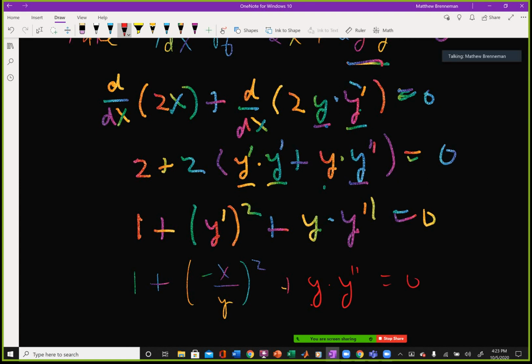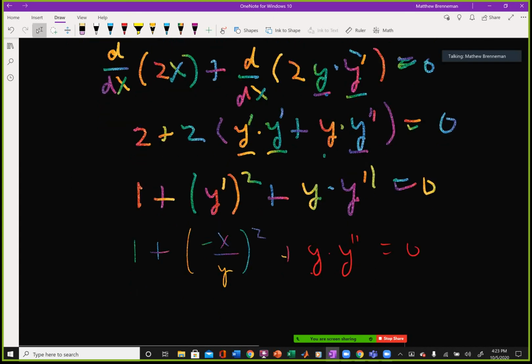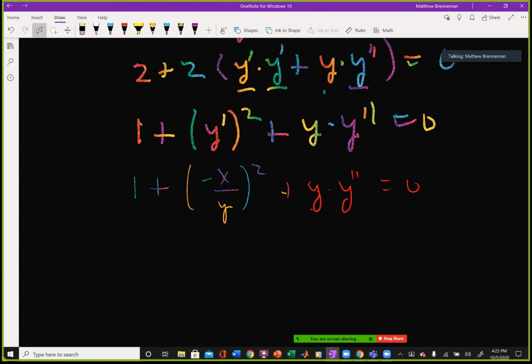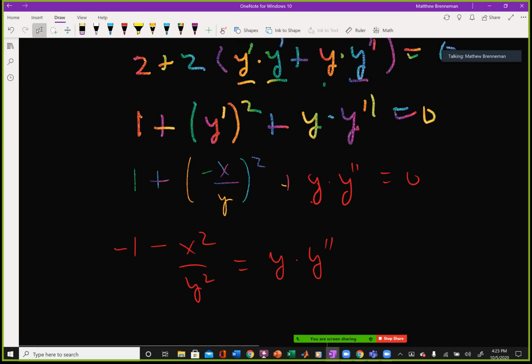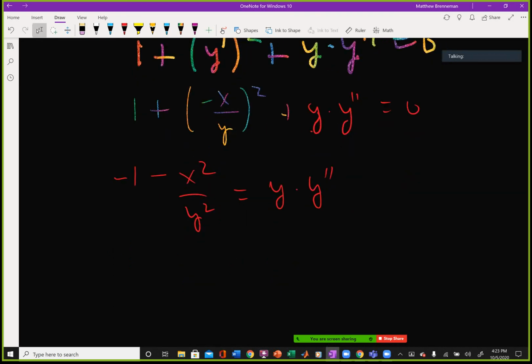And now I can solve for y double prime, right? If I go ahead and solve for y double prime, and I bring everything over to this side, I'll have minus 1 minus x squared over y squared is equal to y times y double prime. And I can put everything over a common fraction, right? So minus y squared minus x squared, and divide by y, and I'll get y cubed is equal to y double prime x.